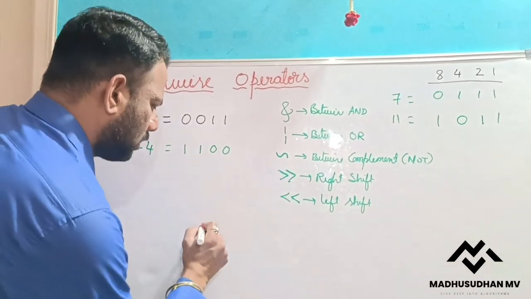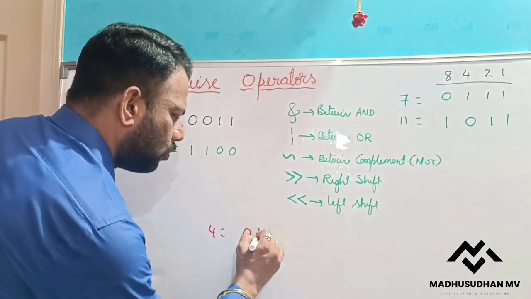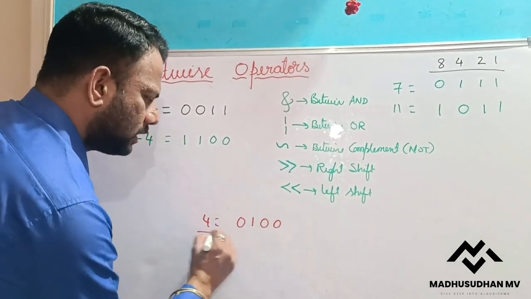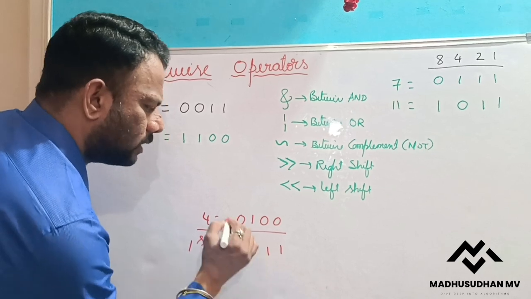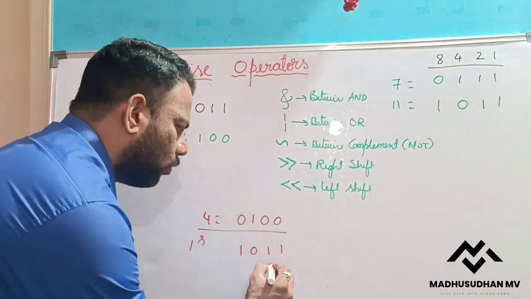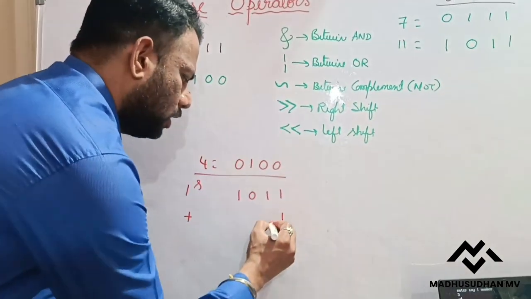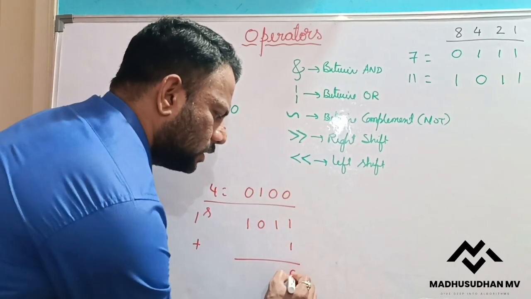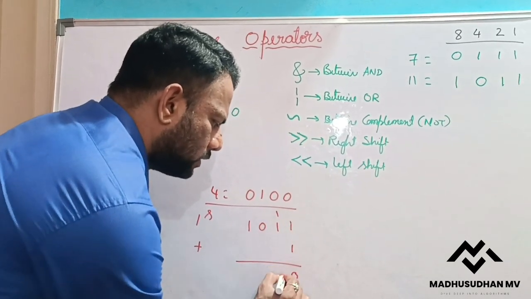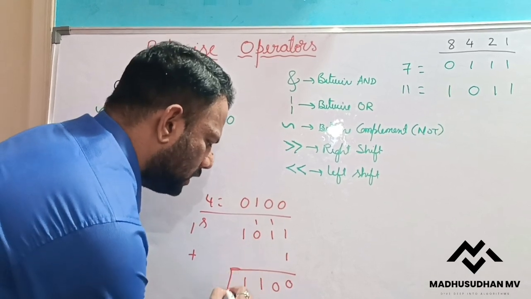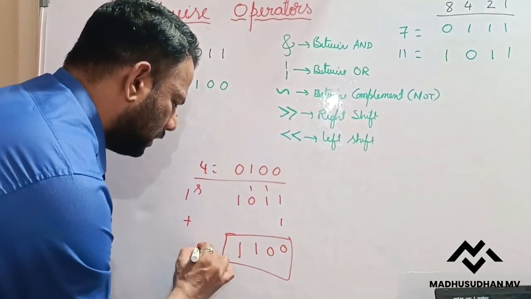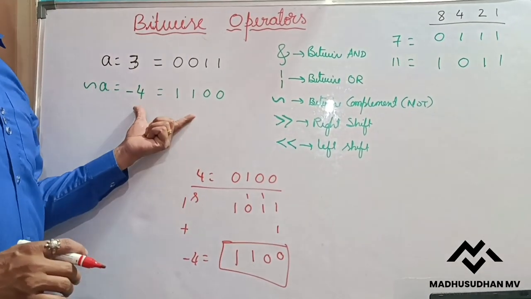For +4, it is 0, 1, 0, 0. Now for this, you take the ones complement of that. So 1, 1, 0, 1. This is the ones complement. Now add 1 to this. 1 plus 1, 0, carry is 1. 1 plus 1, 0, carry is 1. 1 plus 0, 1, 1. So this is what we got. That is nothing but -4. Same thing we are getting.